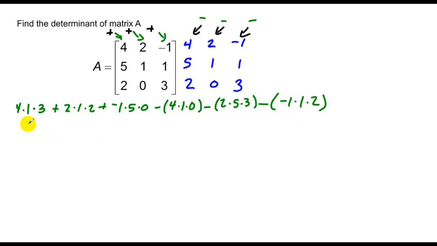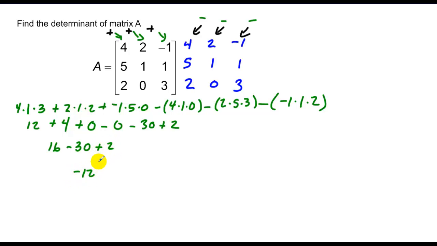Clean it up. There's a 12. There's a 4. That's 0. Minus 0 minus 30. This is a negative 2 when I multiply together, but I'm subtracting a negative 2, which is adding a 2. So I have 16 minus 30 plus 2, which ends up being negative 12.